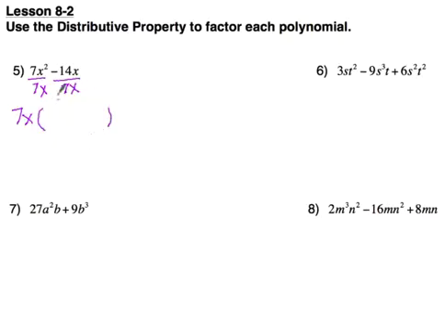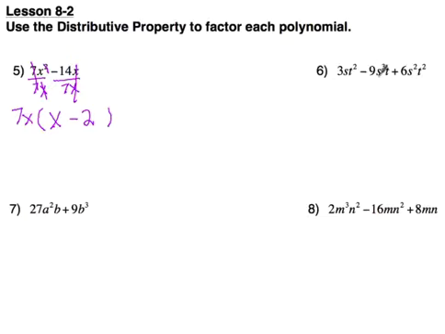So I should have a binomial left of what's in here. 7x squared over 7x. Well, the 7's cancel. One of my x's cancels. So I'm left with x. And negative 14 divided by 7 is negative 2. And the x's cancel. So that's factored. Okay, there's nothing in common in my 2 terms in my binomial, and I pulled out my GCF, so done.